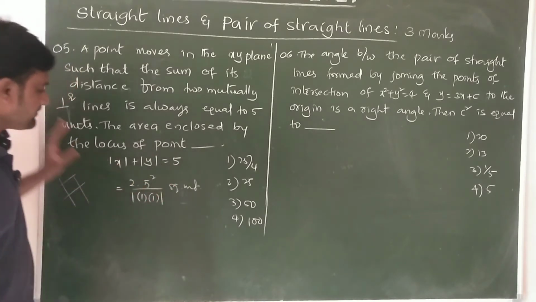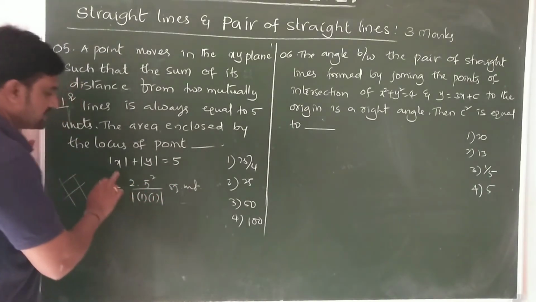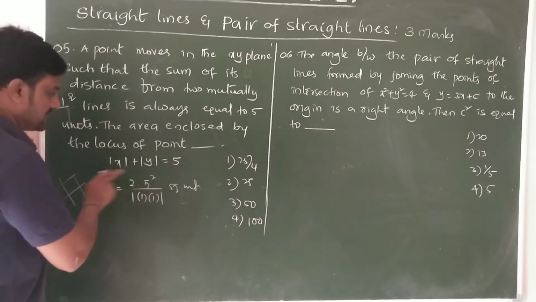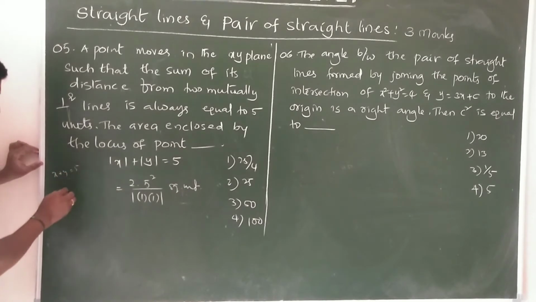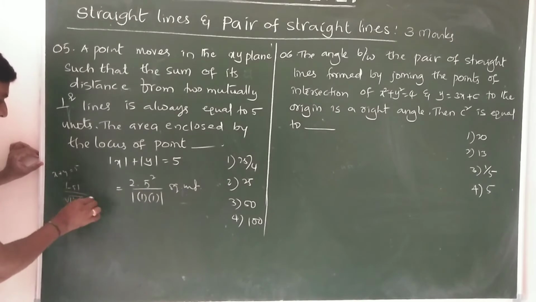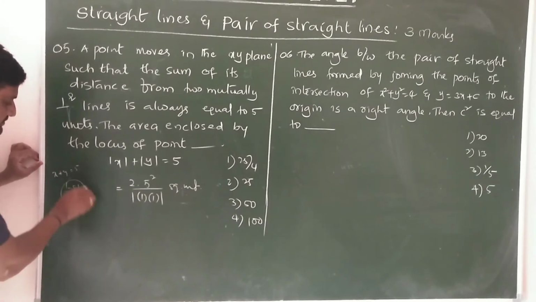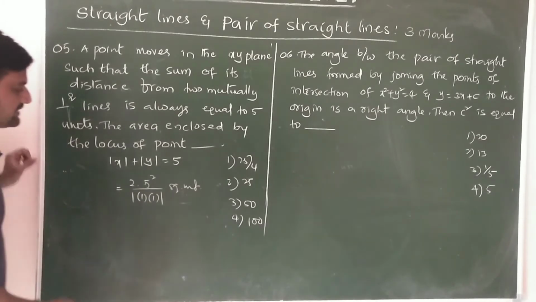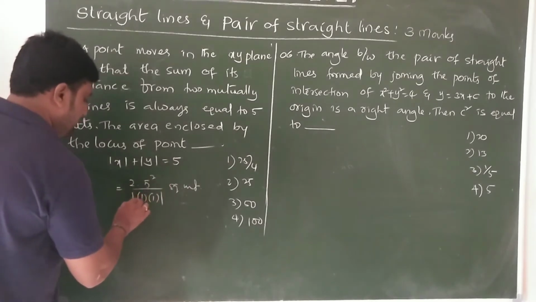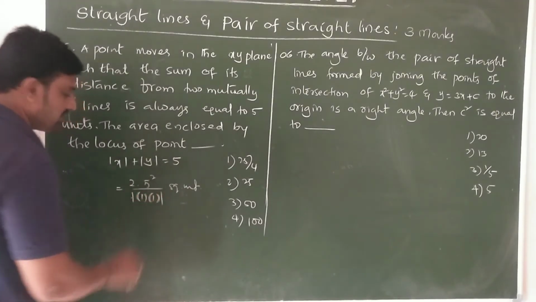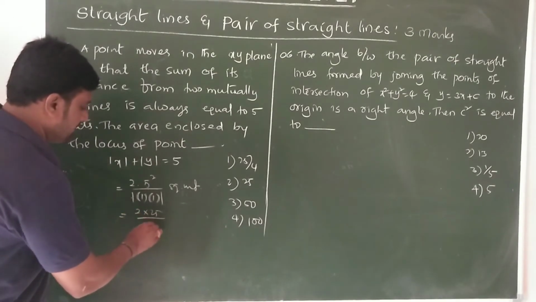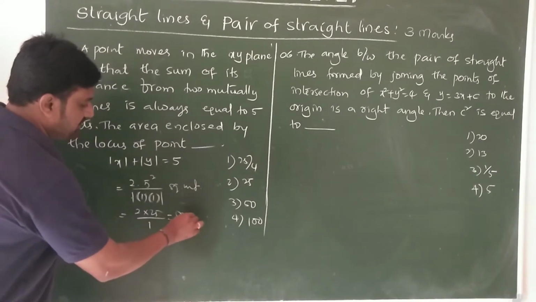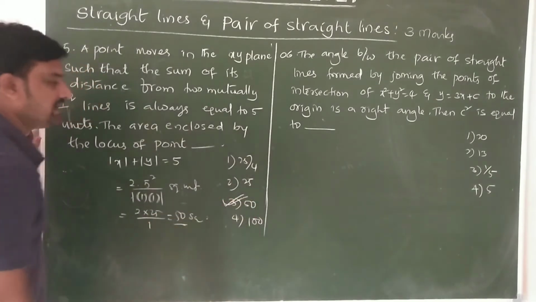Actually, we have a formula for such equations. Suppose x plus y equals 5, then we have the equation x plus y minus 5 by under root 1 square plus 1 square, yes or no? That's why I am writing here 2 into 5 square by 1 under root 1 into 1, okay. Then 2 into 25 by 1 equals 50 square units. Third one is our right option.